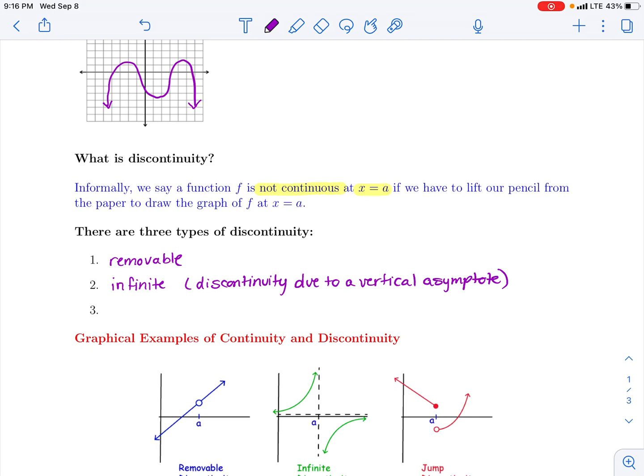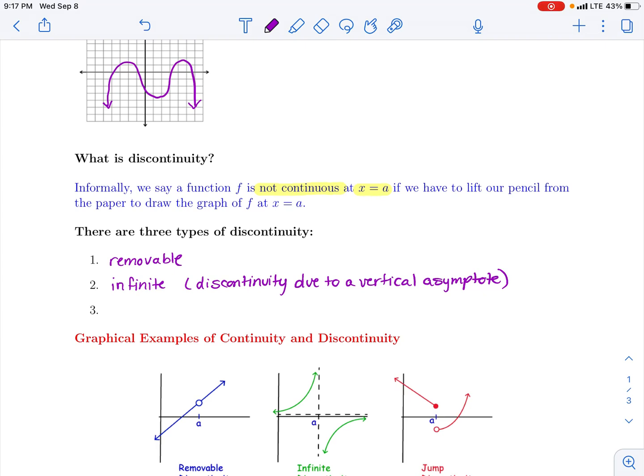And that's basically because at that point where it's discontinuous, you see one side's going towards positive or negative infinity, and then the other side is doing the exact same thing. It's going towards positive or negative infinity. And so hence also why College Board says that it's discontinuity due to a vertical asymptote, because there's a vertical asymptote right at that point, x equals a, and so that's what's happening there.